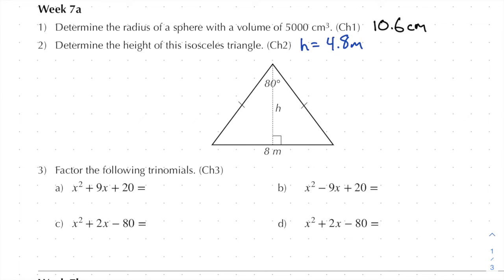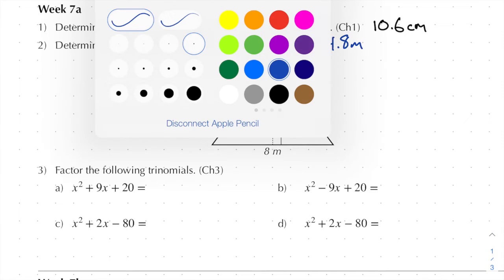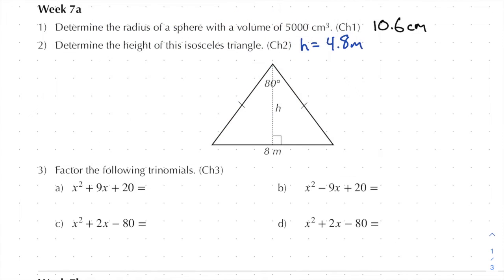All right, on to question number 3, where we are going to factor the following trinomials. Factoring a trinomial means we take this trinomial and we break it into two binomials that multiply together to give us this trinomial. So to do that, I have to think, what multiplies to 20 but adds to give me 4? And I think, what multiplies to 20? 1 and 20, but they don't add to give me 9. Sorry, that should be add to give us 9.